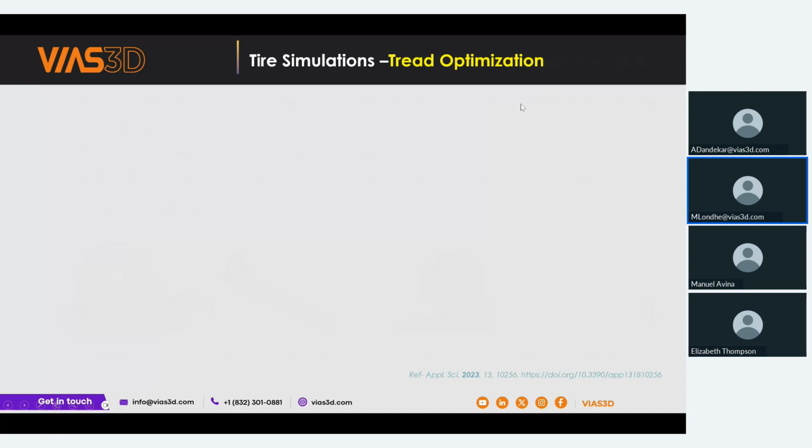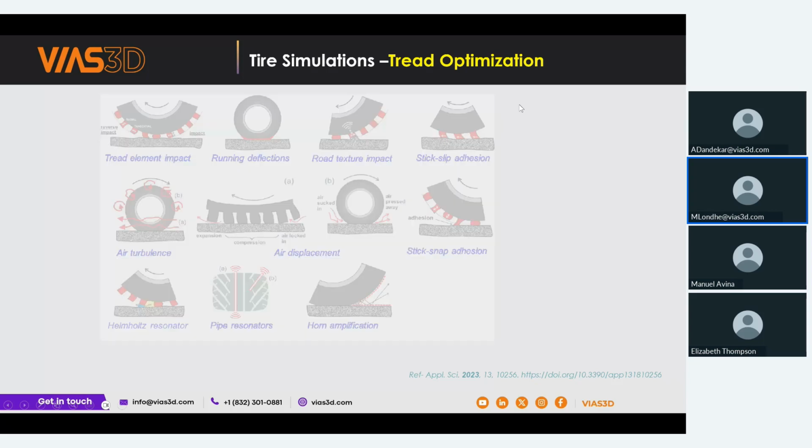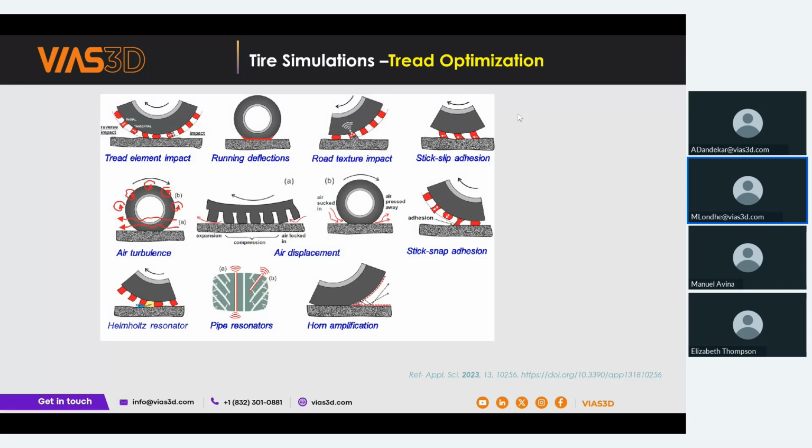Another important topic is tire tread optimization. Tread optimization is very important because there are different sources of noise in tires, like tread element impact, running deflection, road texture impact, and also some CFD phenomena like air turbulence, air displacement, stick-snap adhesion. The first two rows represent the sources of noise, while the bottom represents the resonance, where the noise gets amplified.